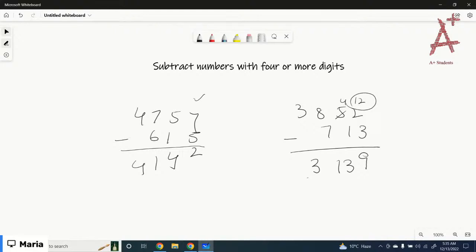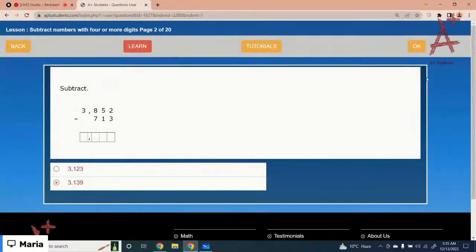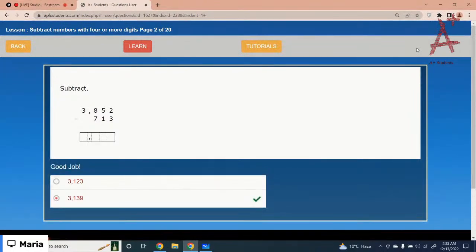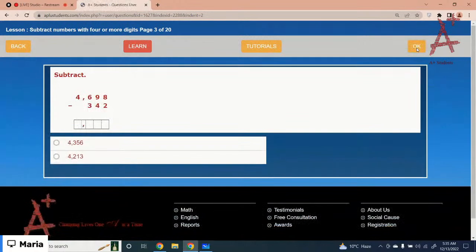So the correct option is 3,139. Got it? Yes, very good. So the correct option is 3,139. That would be the second option. Just select the correct option, then click on the OK button. Got it?